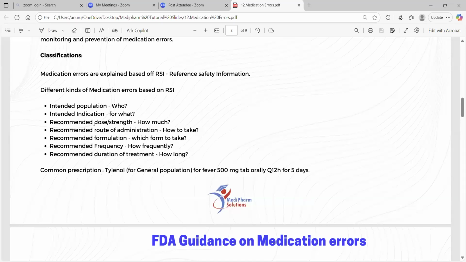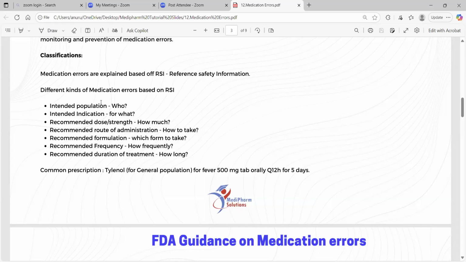If Tylenol is not taken by the intended population, which is the general population, it is taken by some other population like pregnant women, or pregnant women Tylenol is also kind of prescribed, but extra strength Tylenol in children, something like that, the population it is not intended for. And moreover, if it is prescribed not for fever or general body pain, it is prescribed for some other indication, muscle ache or something like that, so that could also be a medication error.